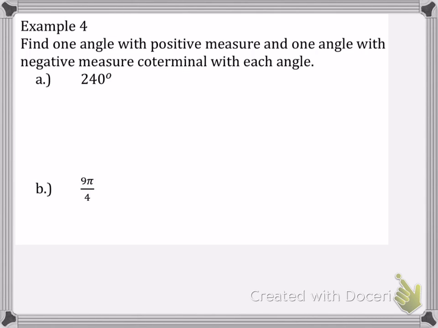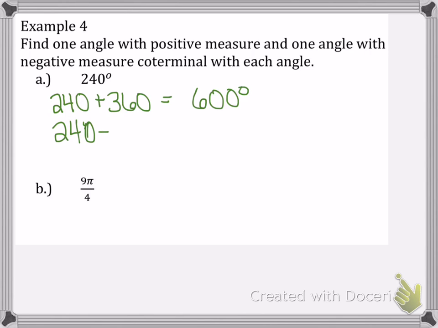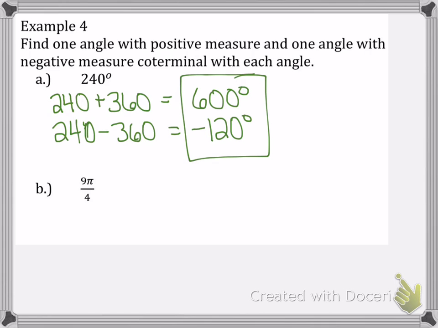So if I want to find one angle with positive measure and one angle with a negative measure, coterminal with each of these angles. So for 240 degrees, what I can do is I can add 360 to that, and I get 600 degrees. So 600 degrees would be the same as 240, and then I can take 240 and subtract out 360 degrees, and I get negative 120 degrees. So these would be coterminal angles for 240 degrees.